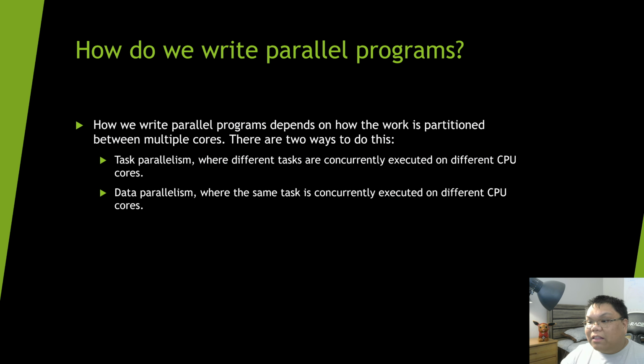So how do we write parallel programs? There are 2 ways to do this. The first way is task parallelism, where we assign different tasks concurrently to different CPU cores, and the other one is data parallelism, where the same task is concurrently executed on different CPU cores.